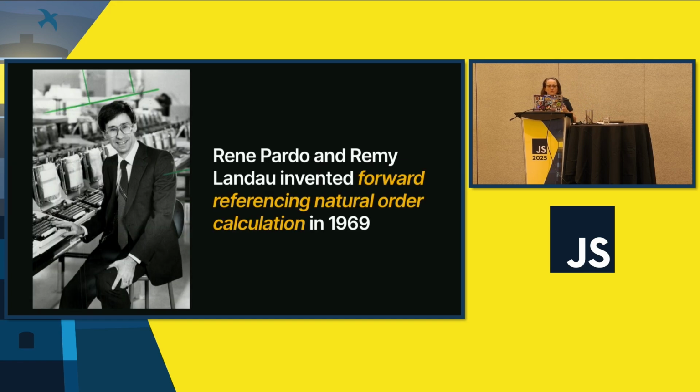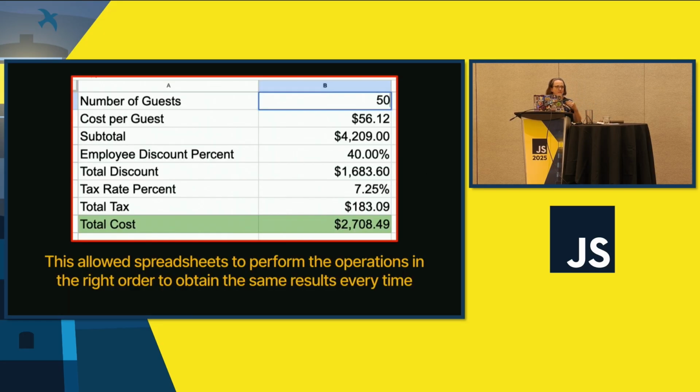Enter René Pardo and Remy Landau. They invented forward-referencing natural order calculations in 1969. So basically, if you've used something like Excel, you've used something like signals. It allowed spreadsheets to perform the operations in the right order to get the same results every time without having to do multiple refreshes.